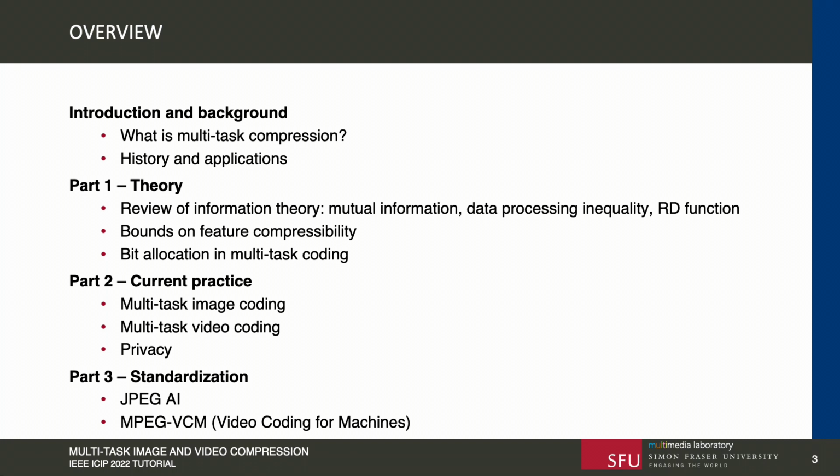Following that, we will move on to the current research and practice in multitask compression. Specifically, we will talk about some of the recent literature on multitask image coding and multitask video coding. And we'll conclude this section by discussing privacy in multitask compression.